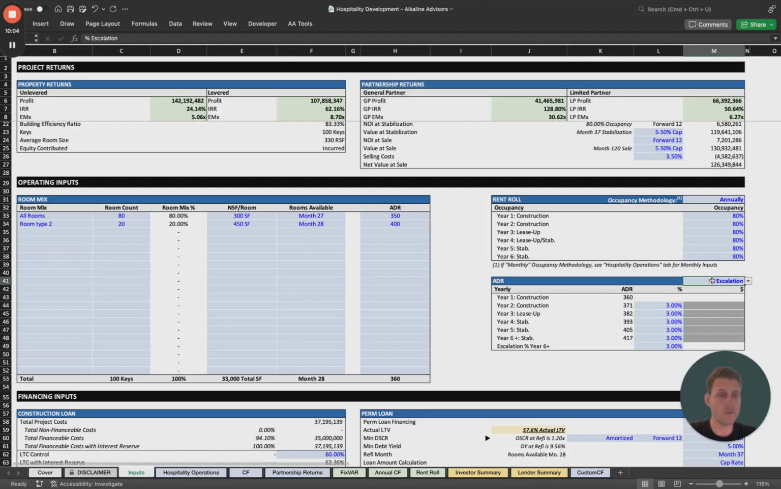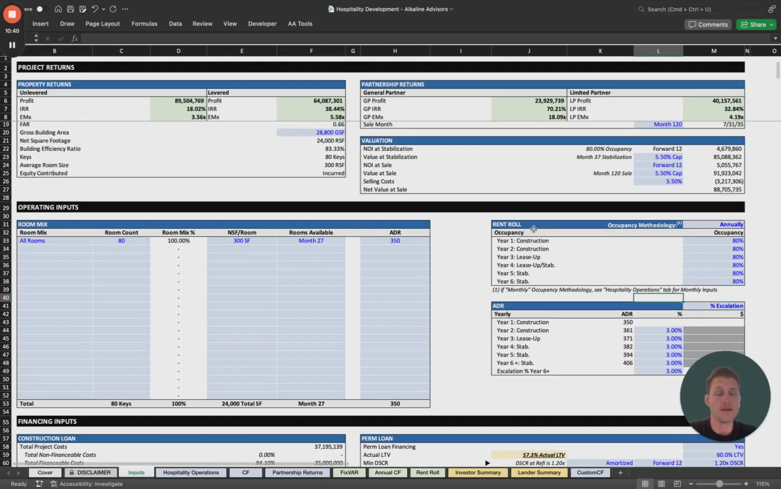The other way we can figure out what ADR is on an annual basis is to say dollar input. With dollar input, you'll see year 1 is 360. And then essentially what you can do is fill these out manually. And then once you get to year 6, you can grow year 6 at the percentage of your choosing in this cell L49. So I will just delete these and we can toggle this back to percent escalation.